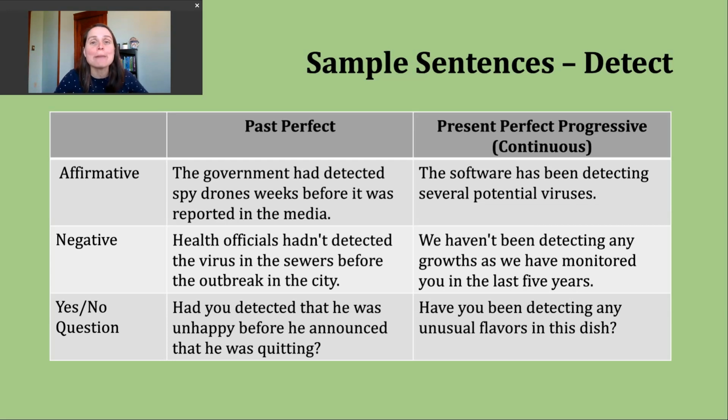Finally, let's look at making a yes or no question in the past perfect. To do this, I start with had, then I have my subject, and then the participle form of the verb. Here's an example. Had you detected that he was unhappy before he announced that he was quitting?